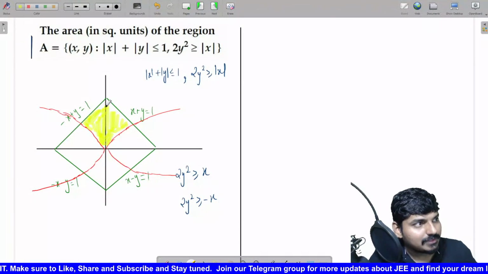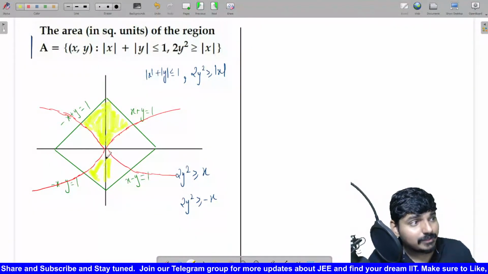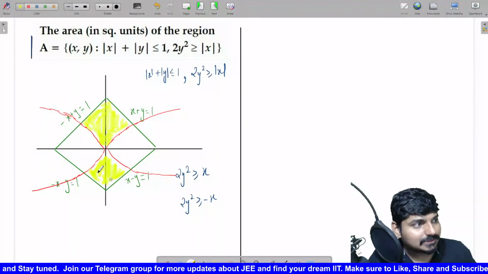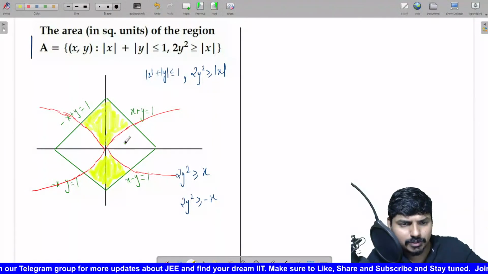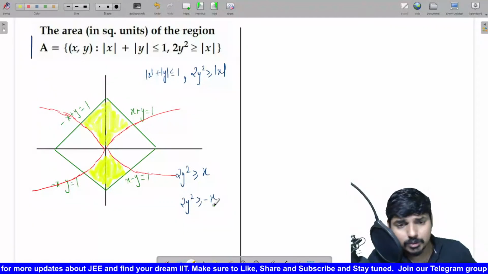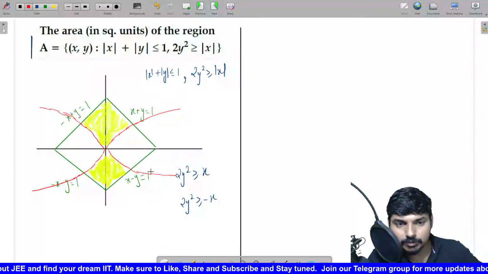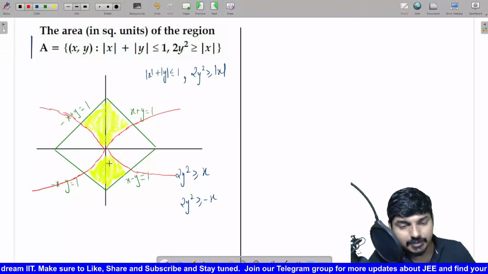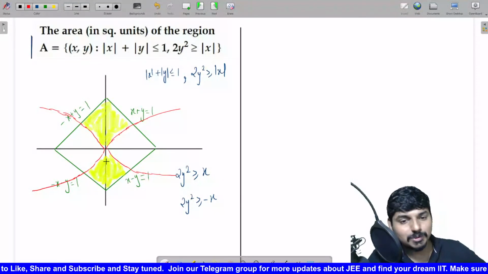You see here, everyone. This is the bounded region, the region that is going to be common between the green lines, mod x plus mod y less than or equal to 1, and this particular parabolic region, y square greater than or equal to x and y square greater than or equal to minus x, as I told you, it indicates the outside region of the parabola. तो दोनों के बीच में the common area is going to be this region, everyone. So how do we calculate the area of this particular region, everyone? Well, it's going to be simple.